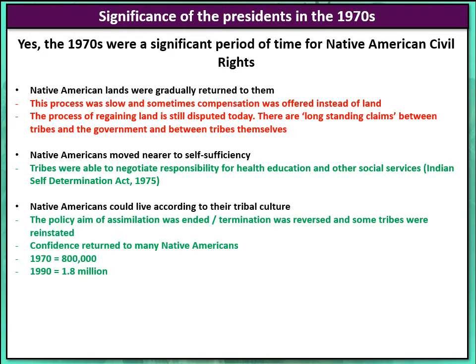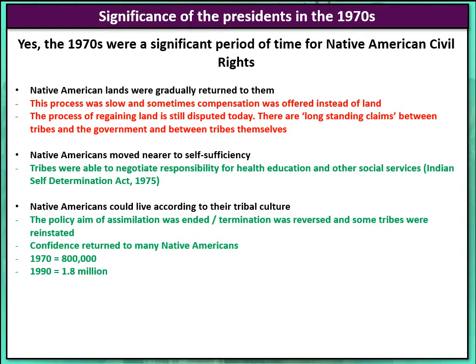Thirdly, we can also say that Native Americans could increasingly live according to their tribal culture. This is particularly significant because the aim of assimilation was therefore ended. Termination policy was reversed, and some tribes that were terminated were actually reinstated, allowing them the right to then try and claim back land that was lost.